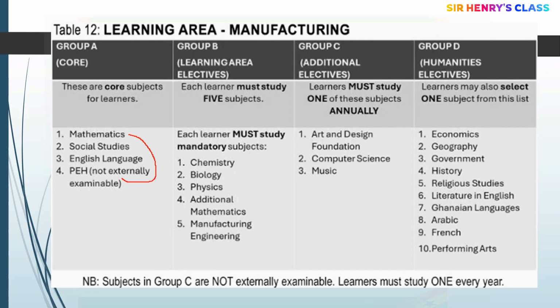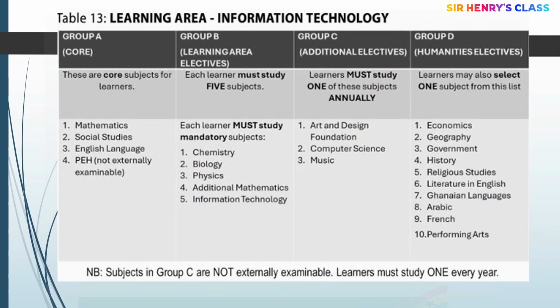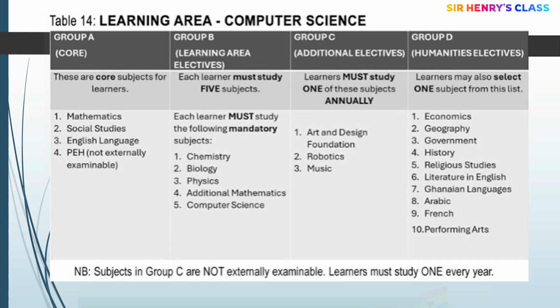Then we have students that want to offer information technology. So your core subjects are still there. Your 5 mandatory subjects are here. Here we'll just add information technology. Art and design, computer science, means you choose 1, study it for the year, and that is all. And then your humanities, you can choose 1. If I want to do computer science, my core subjects still remain the same throughout for the STEM programs. You must do 5 compulsory electives where we have computer science. Select 1 for the year from group C, and then 1 from group D.